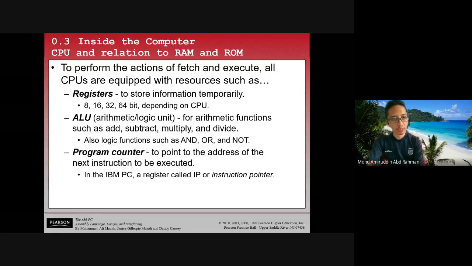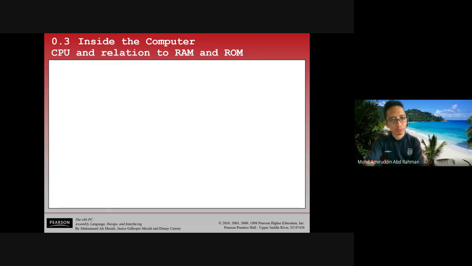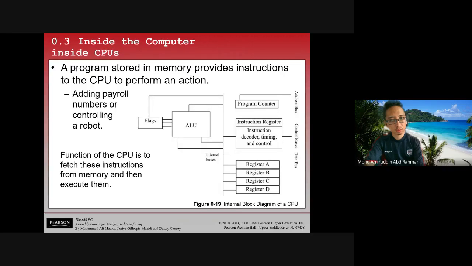So in the IBM PC, there is a register called IP, or instruction pointer. And then lastly, we have the instruction decoder to interpret the instruction fetched into the CPU. So this is the instruction decoder. It's over here.